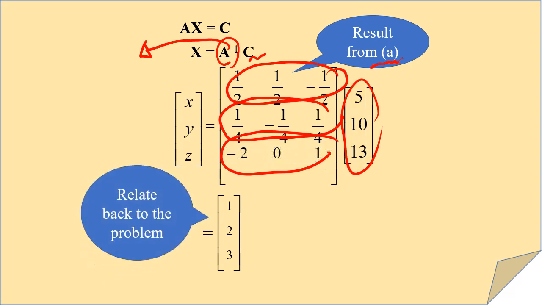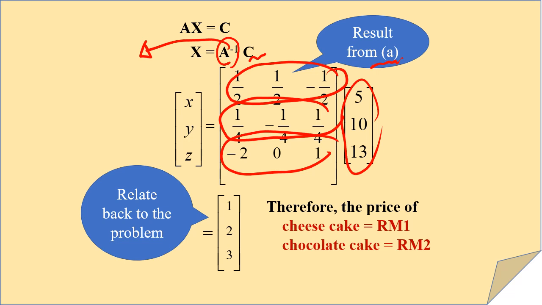So we have to write a conclusion because it's not a direct question but a situation question. Therefore, the price of the cheesecake is RM1, chocolate cake is RM2, strawberry cake is RM3. Okay?